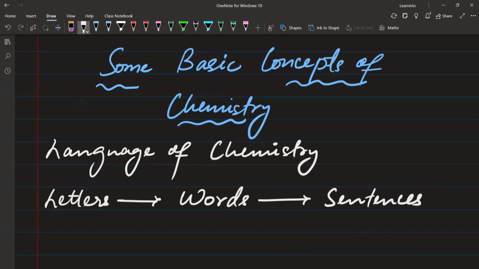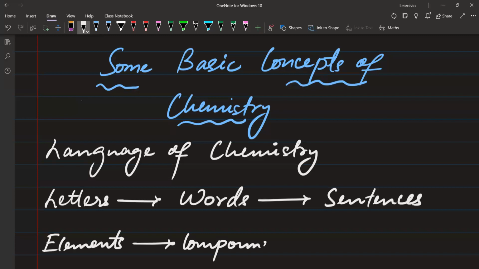The letters in chemistry are going to be the elements. Elements are the letters in chemistry. Molecular compounds are the words, and reactions are the sentences in chemistry.